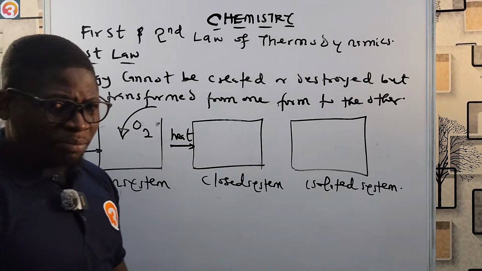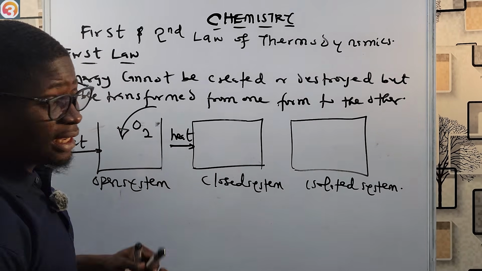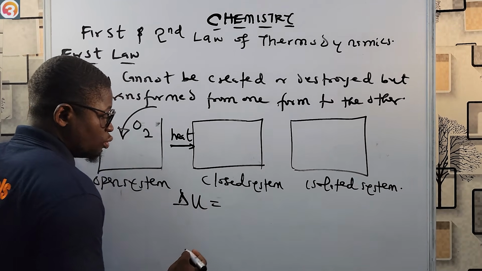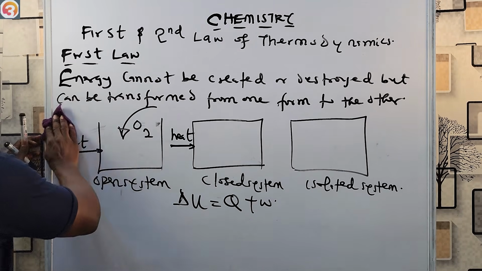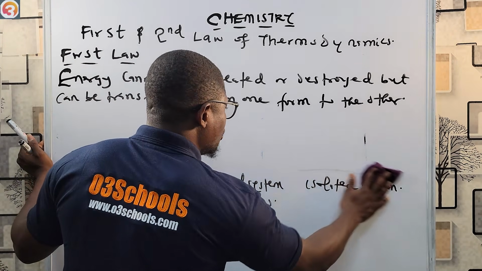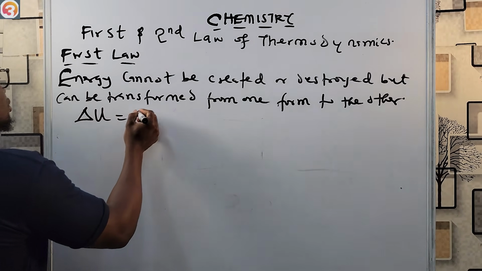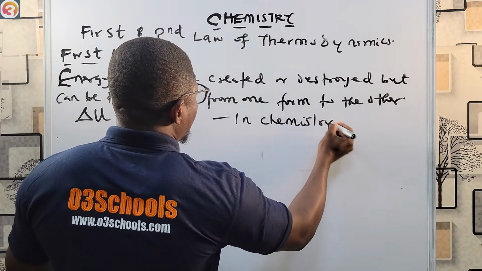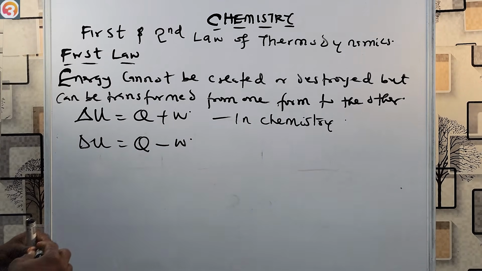All right. That's why we say that the change in internal energy, that is delta U, in chemistry is equal to Q plus W. Take note of that. Let me put it up here: change in internal energy, delta U, is Q plus W. This one is in chemistry. But in physics, delta U is Q minus W. So please take note of that.